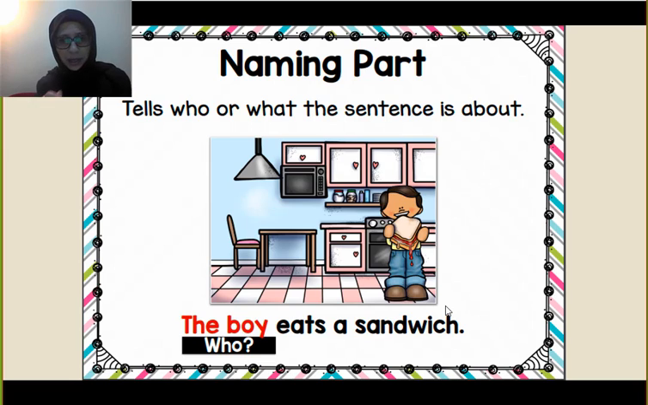For example, here I have the boy eats a sandwich. You can see a boy standing in the kitchen and he's holding a sandwich. So here I can say who or what the sentence is about. It's about the boy. The boy eats a sandwich. So who? This is the boy. This is also called the naming part of the sentence.